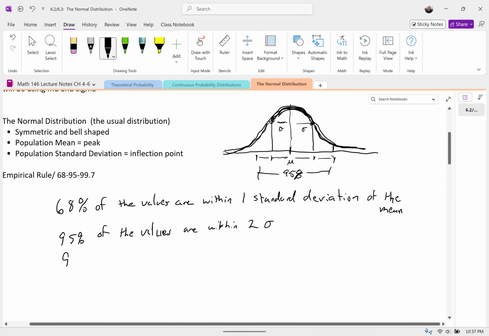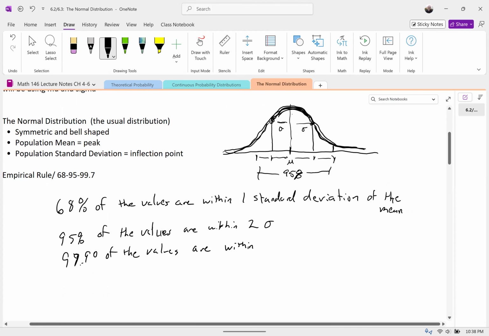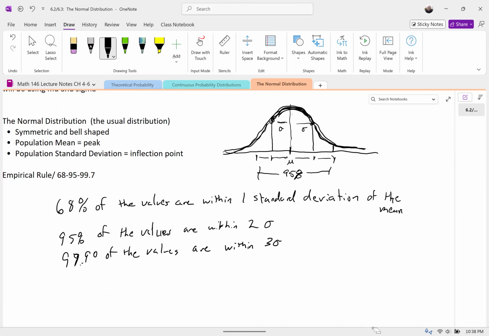And if you go to three standard deviations, you get 99.7% of the values within three standard deviations. So almost everybody is within three standard deviations. There's a small percentage that's not.